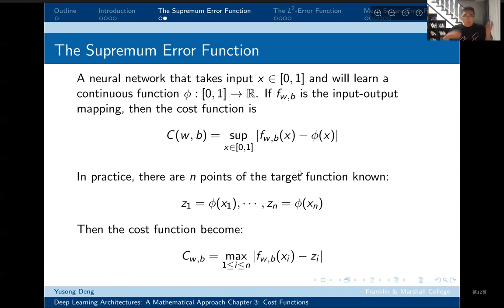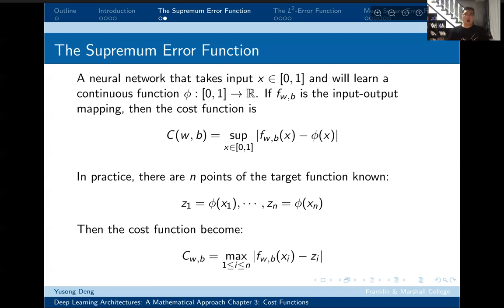And in practice, there are endpoints of the target function known. Say, like my previous example, I know the target function will map 0 to 0, map 1 to 0, and map 0.5 to 10,000 or something. So there are known endpoints, but the rest of the things are unknown.